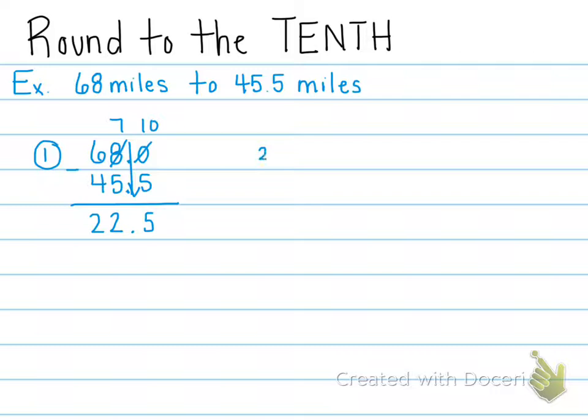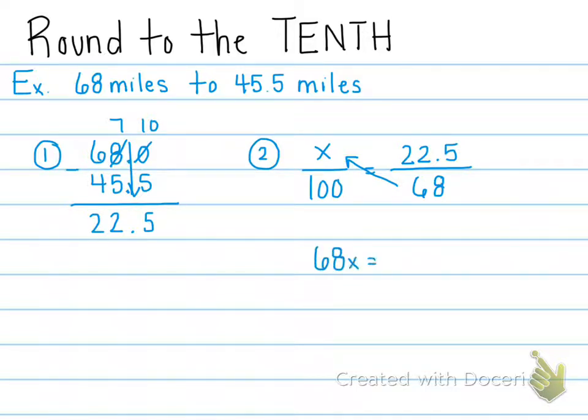My second step is to write my proportion. I know I'm always finding the percent in this case, so x over 100 equals, my amount of change was 22.5, and my original amount, I started with 68 miles, is 68. So let's solve this. I do 68 times x, which is 68x equals 100 times 22.5. Move the decimal 2 to the right for multiplying by 100. 2, 2, 5, 0 goes in with nothing. And I'm going to divide by 68.